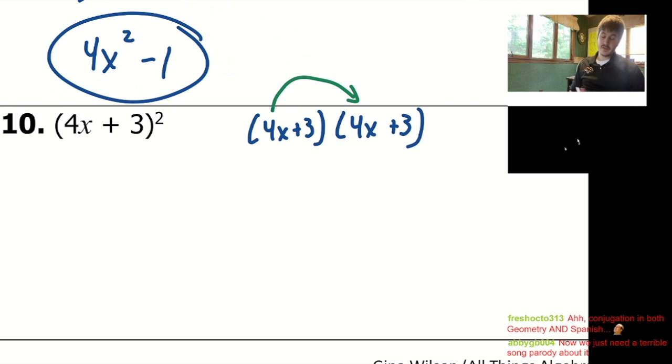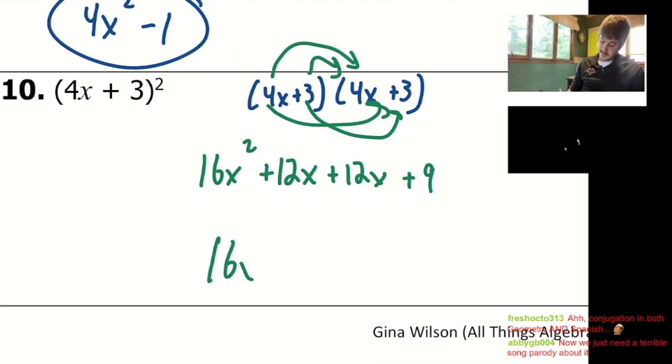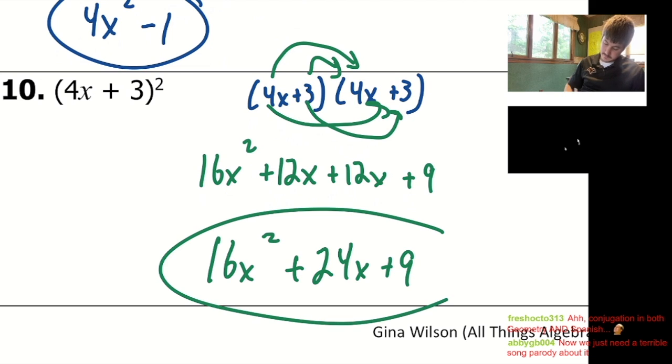So we get 4x times 4x, which is 16x squared. And then the middle terms are usually the things that people miss because they kind of just distribute the square, which you shouldn't. But it's going to be plus 12x, plus 12x, plus 9. So the final answer should be 16x squared plus 24x plus 9.